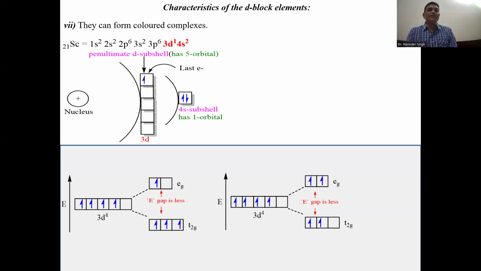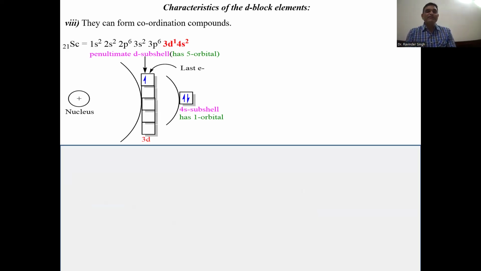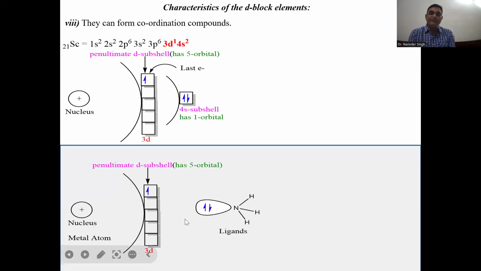Okay, now the next characteristic of the d block elements: they can form coordination compounds. As we already explained in the previous point, the d block element is surrounded by ligands. Here you can see the d block element, in a neutral state or in the ionic state. Now the d block element has these vacant d orbitals. Now there is the ligand. Ligand means an electron rich species which has a lone pair of electrons to donate. Here one is the acceptor, the other is the donor. Donor-acceptor means a coordinate bond is going to form.